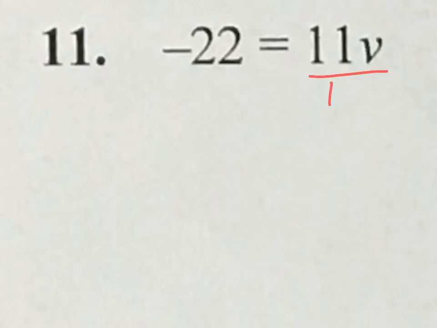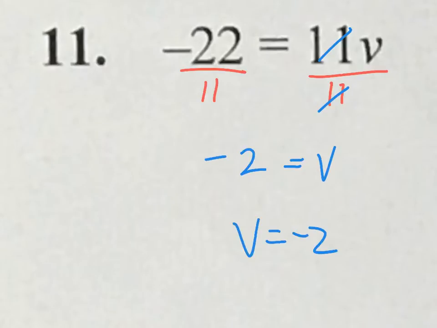So you can put a division bar 11, because what you do to one side, you must do to the other to maintain the balance. And of course, the 11s cancel. You have v equals -2. I would write it as this, v equals -2. I put the letter on the left and the number on the right.